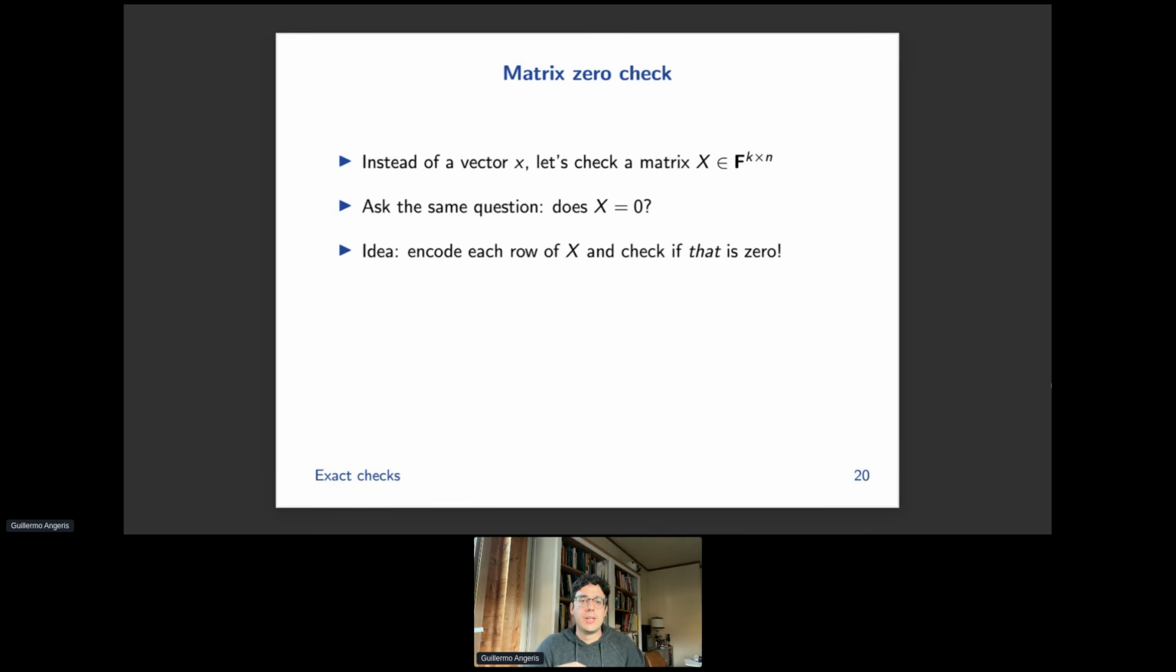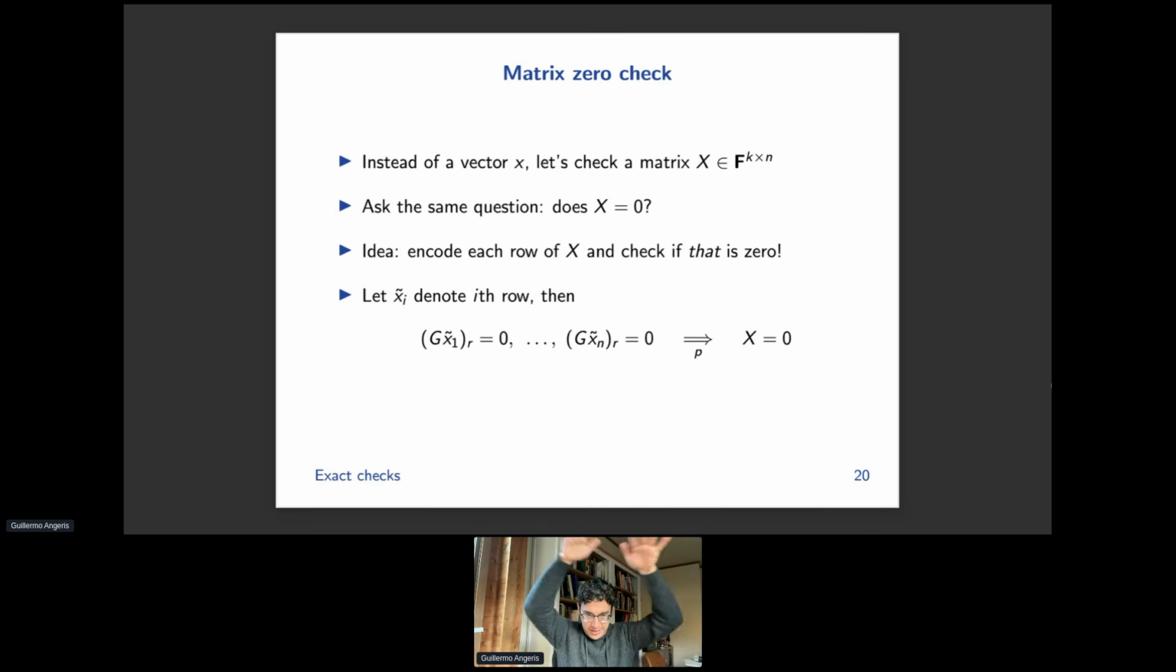Okay. So one big idea is, okay, cool. We can encode every row. Let's use our previous magical detecting tools. We know how to check if a vector is 0. Can we do that for a matrix? Well, yes. Let's take a random element from the encoding of every row of X, and then check if that is 0. So written in our notation, we're going to let x tilde i denote the ith row. So we have a matrix X.